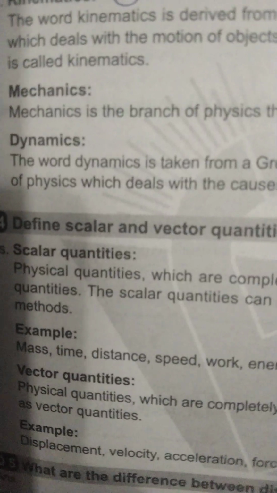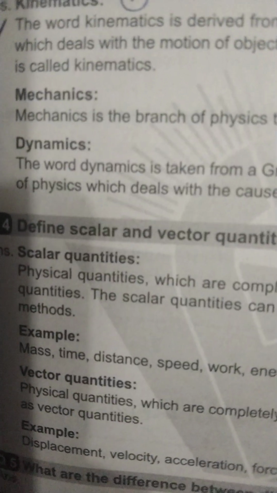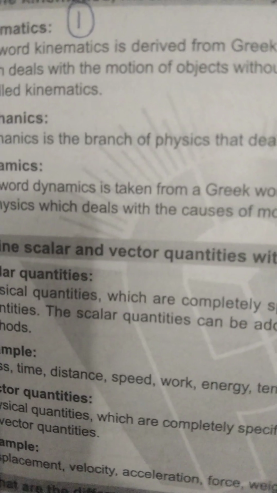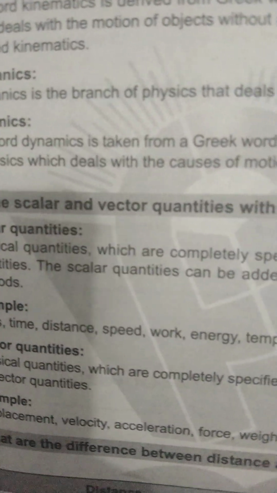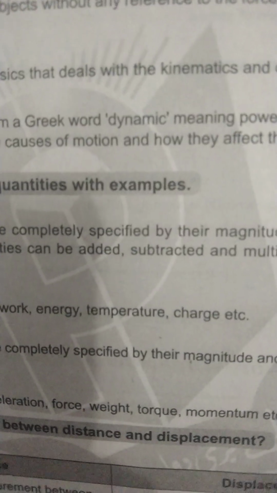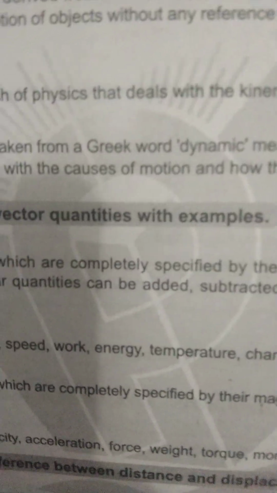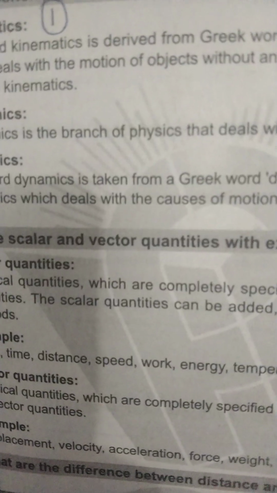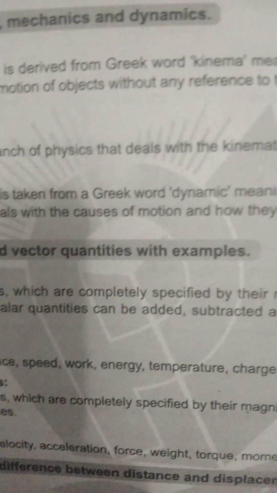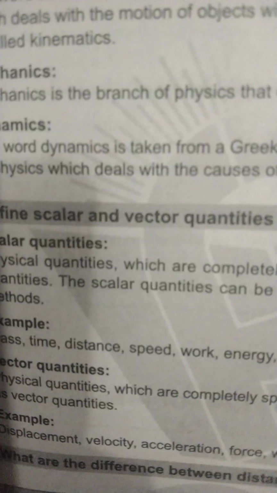So it has two types: mechanics and dynamics. One is a branch of physics dealing with objects in motion, which we call mechanics. And the word dynamics is derived from the word dynamic, meaning power. It means whenever you talk about things which cause the motion and how they affect the motion, we are talking about dynamics.